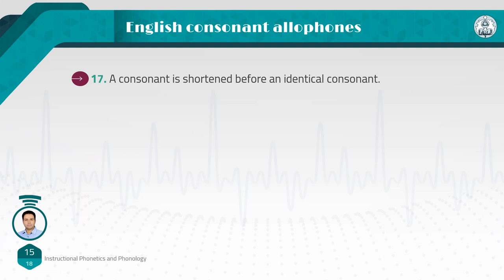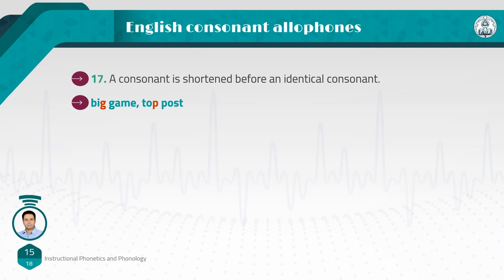17. A consonant is shortened before an identical consonant. Big game. Top post. In fact, we can't say that it is dropped. It is usually not accurate to say that one of these consonants is dropped. There are two consonantal gestures, but they overlap considerably.